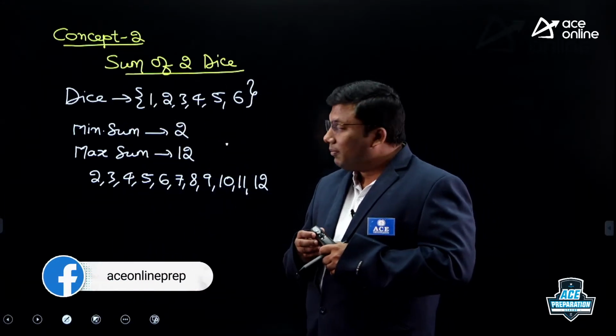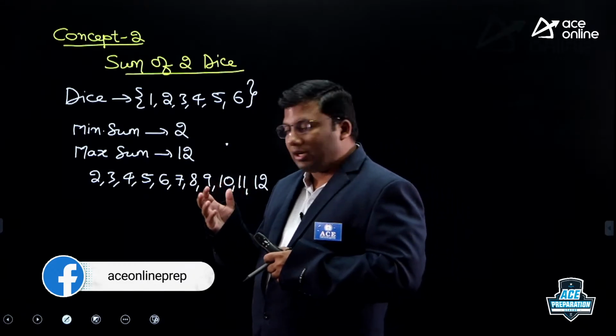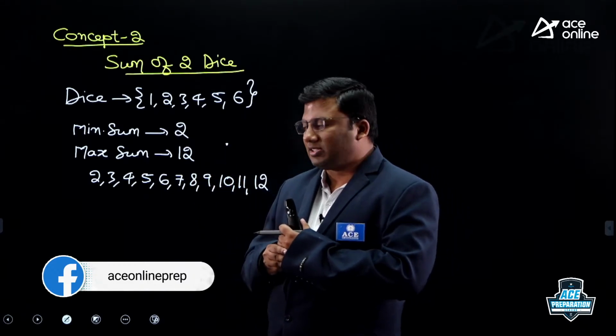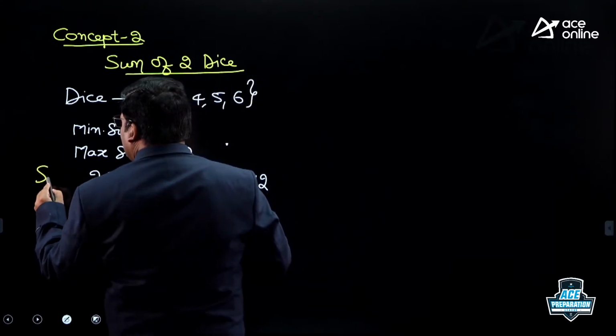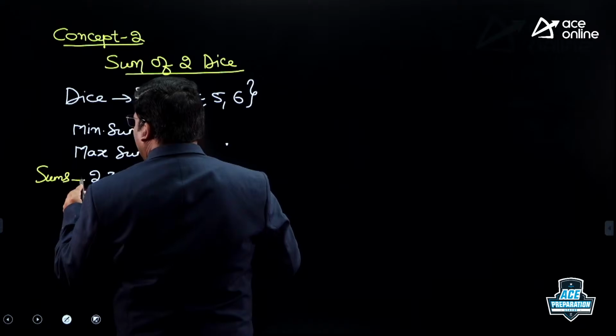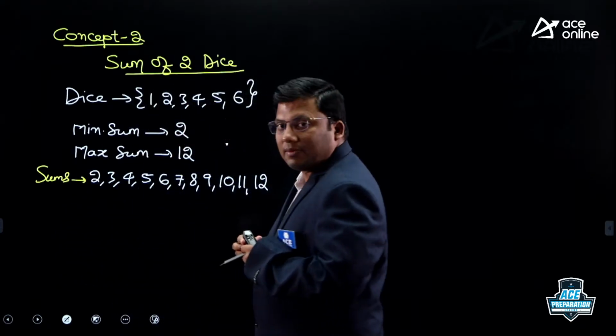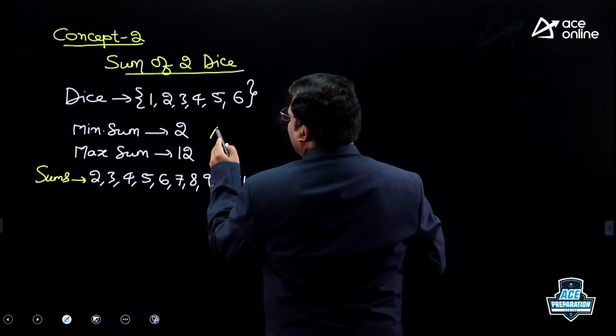Till here clear? Minimum sum it will be 1 plus 1, 2. Maximum sum it will be 6 plus 6, 12. These are the various sums possible. Let me take an average.